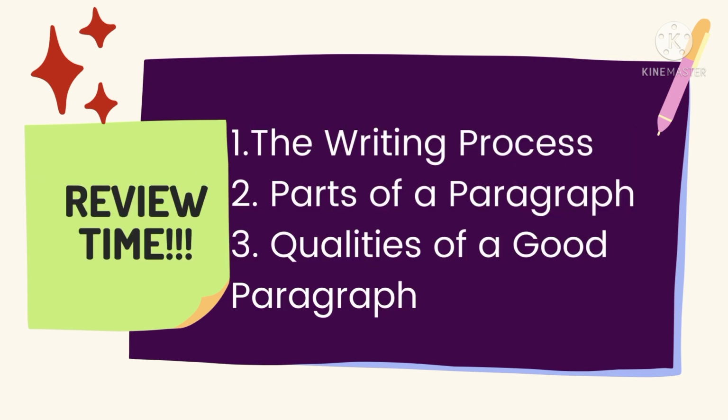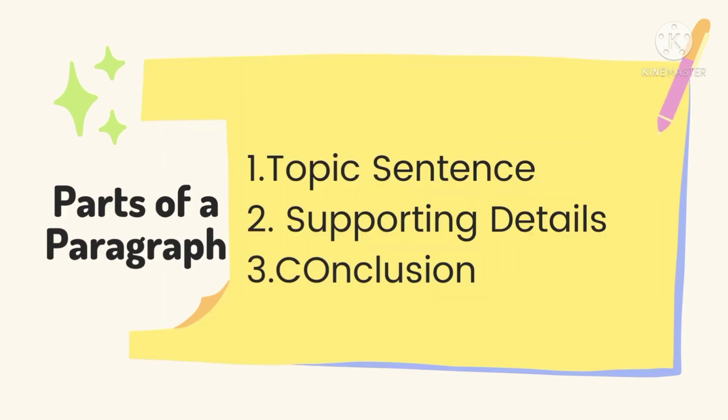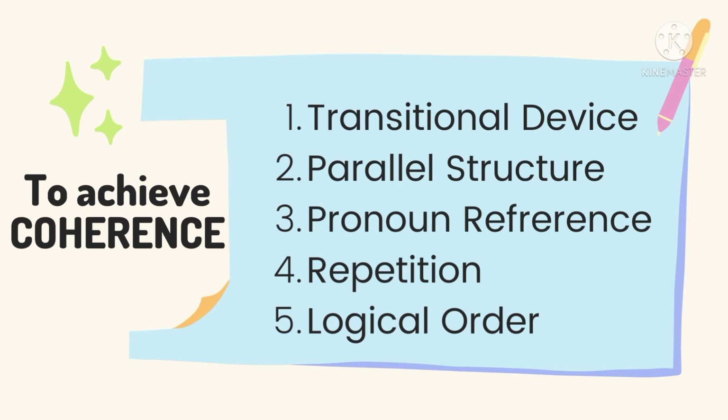Now let's review all the lessons that we have tackled in this video lesson: the writing process, parts of a paragraph, qualities of a good paragraph, means to achieve coherence, and also patterns of development. The writing process are pre-writing, drafting, revising, editing, proofreading, and publishing. These are the parts of a paragraph: the topic sentence, supporting details, and conclusion. The qualities of a good paragraph are unity, coherence, and development. Now, to achieve coherence, we can use transitional devices, parallel structure, pronoun reference, repetition, and logical order.